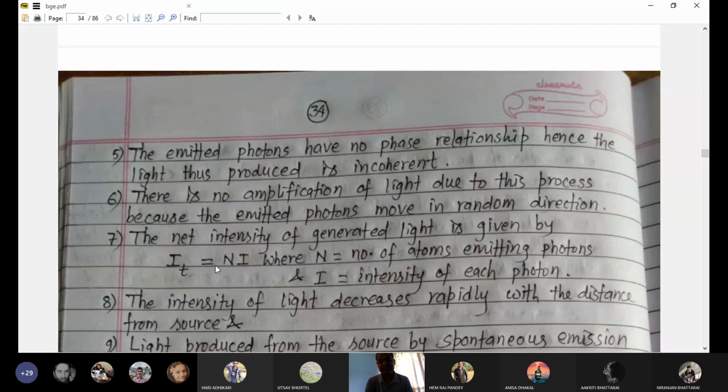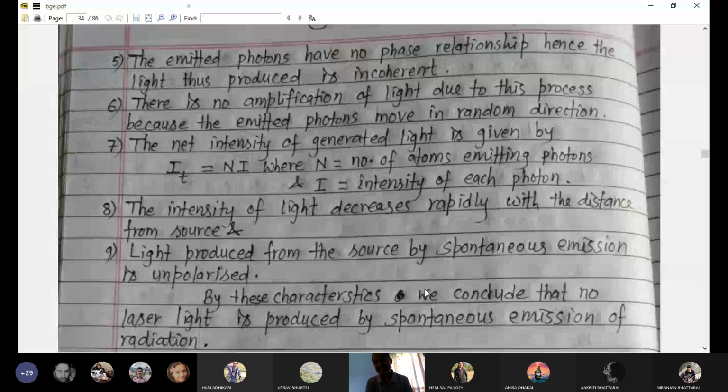The net intensity of light generated is given by I_T equal to N times I, where N is the number of atoms emitting photons, and I is the intensity of each photon. This gives the total intensity of light generated due to stimulated emission of radiation.